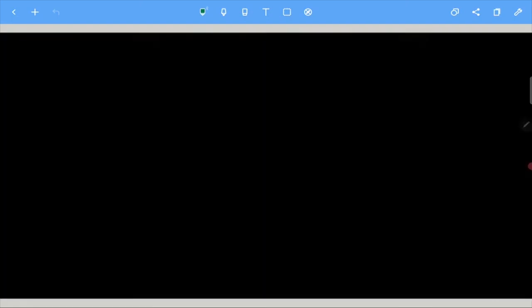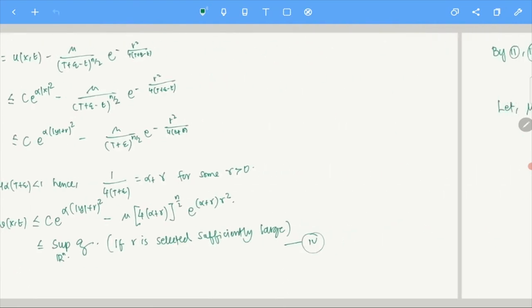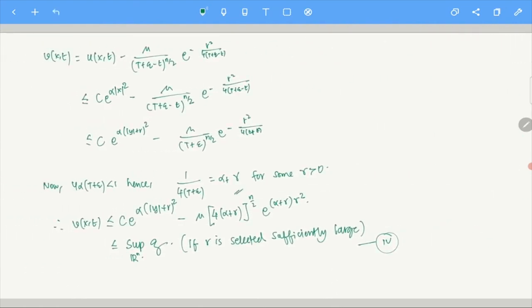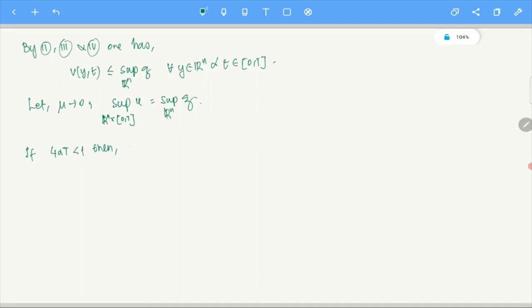And now the general case. See, this case I did by assuming that 4 alpha t is less than 1, and we have used it here, right? Now, what happens if 4 alpha t is not less than 1? If 4 alpha t is not less than 1, then what you do is we make small intervals. So the first interval is 0 to, let's say, 1 by 8 alpha, and the second interval is 1 by 8 alpha to 1 by 4 alpha. You do it like this.